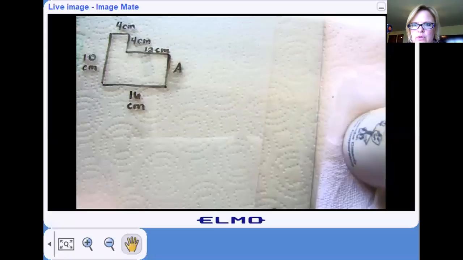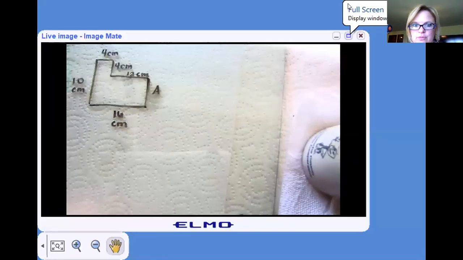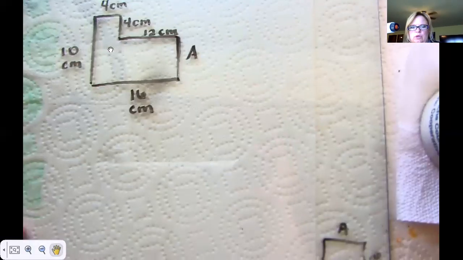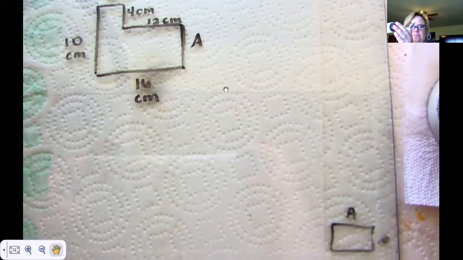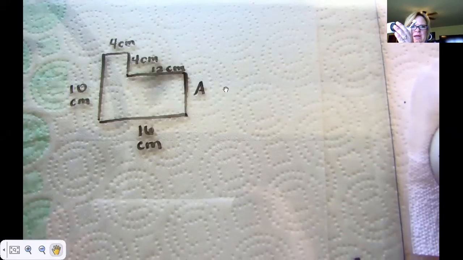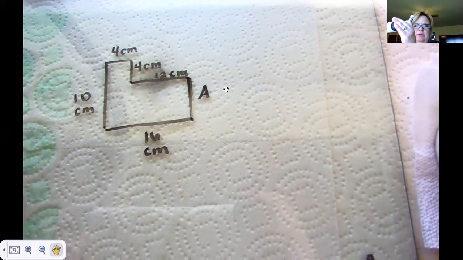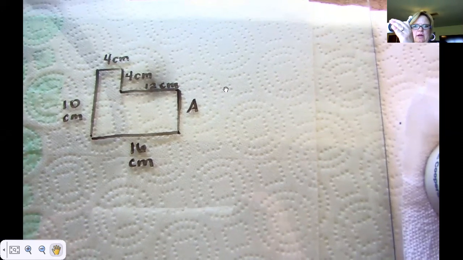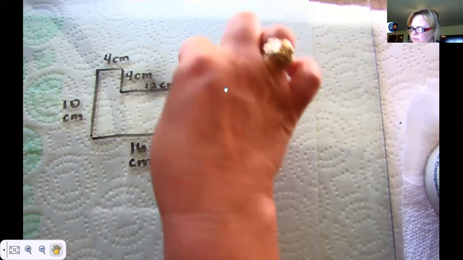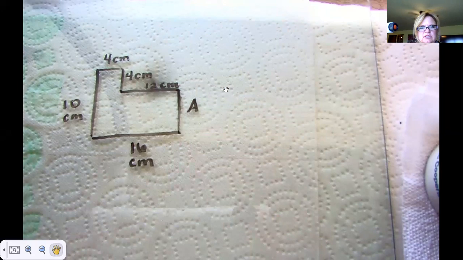Okay, today we're going to do finding the missing side length using our knowledge of two-dimensional shapes and their attributes. Okay, ooh, my thing's crooked. So we're kind of using a lot of the stuff that we've learned. We're putting it all together to figure out what the missing side length of side A is.